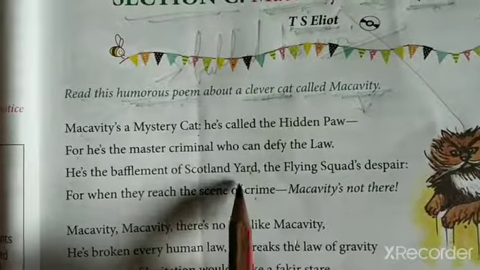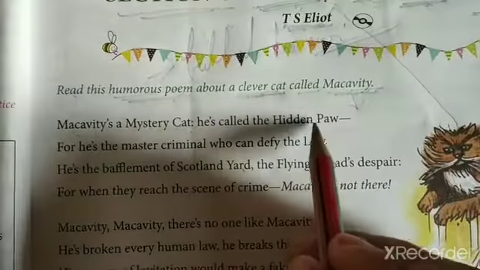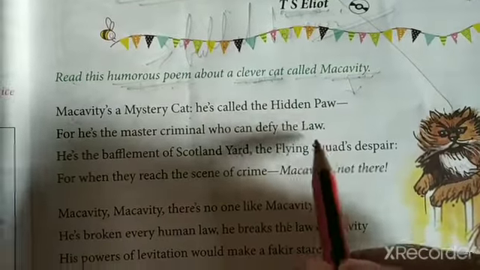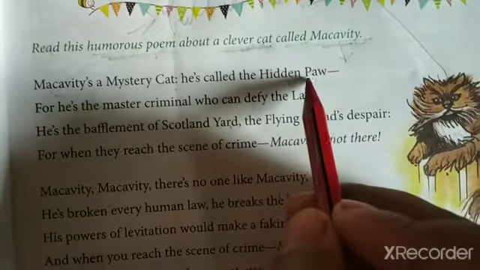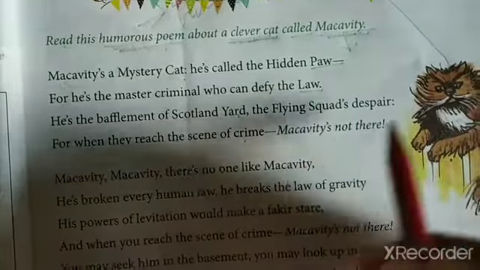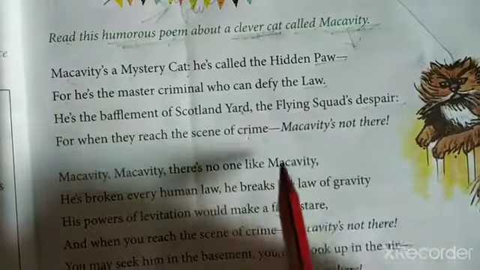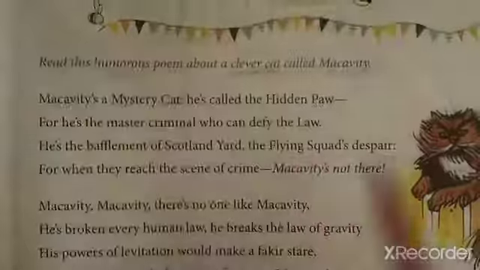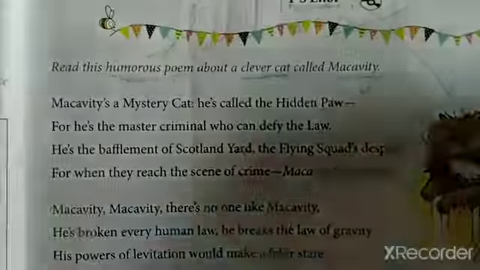Student, this is a rhythmical poem also, and in this poem the rhyme scheme is very simple, AB and CD. That is why the word paw rhymes with the word law, and the word despair rhymes with there. So this is a rhythmical poem which you can read in this way.